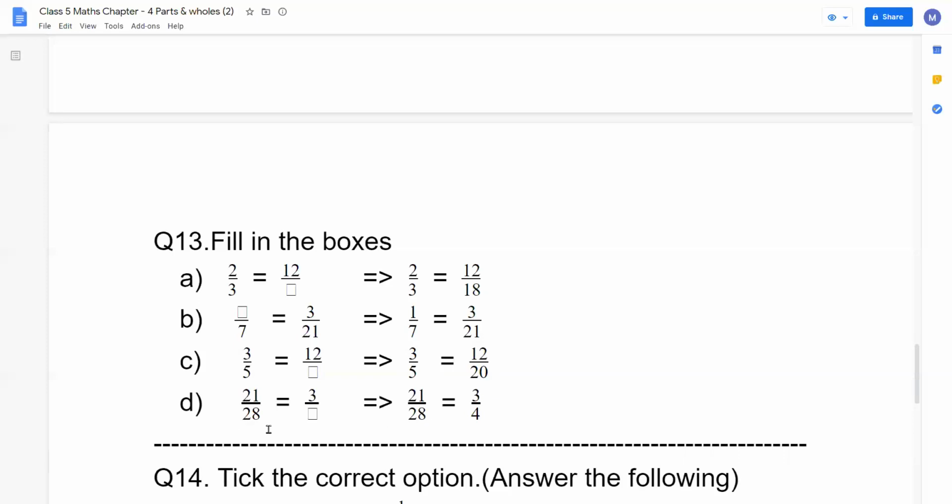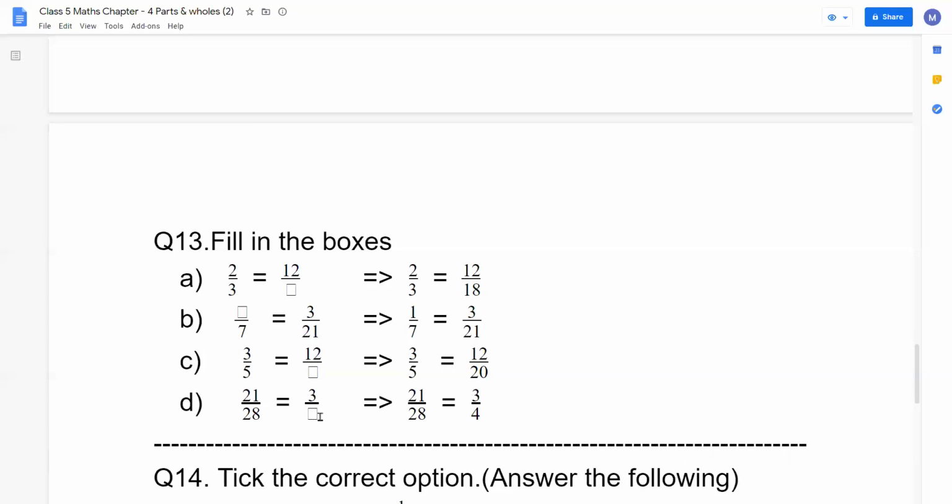Last one, 21 upon 28 equal to 3 upon dash. Here the reduced form, the simplest form answer, the second part is given. So 21 is becoming 3, a smaller number, so we have to divide. 21 divided by which number will give you 3? 21 divided by 7, or you can say 3 7s are 21. So 7 multiplying by which number will give you 28? 7 4s are 28, or you can say 28 divided by 7 equal to 4.